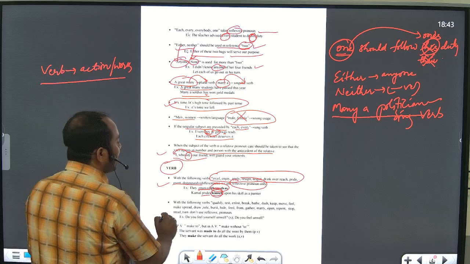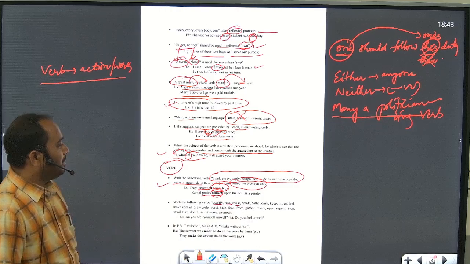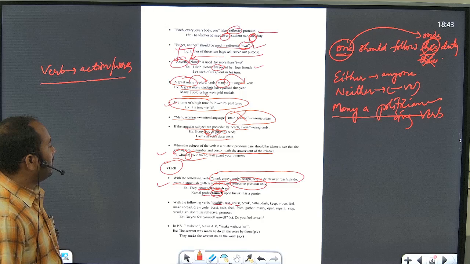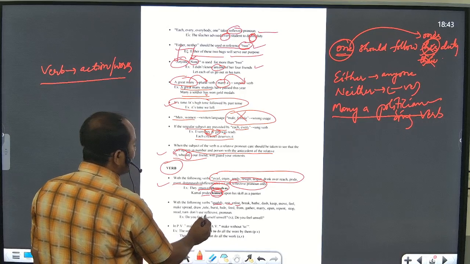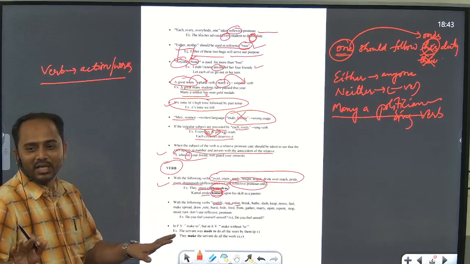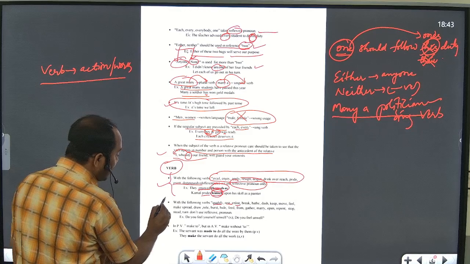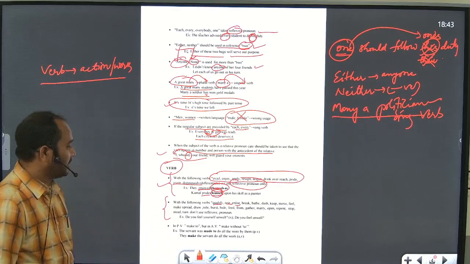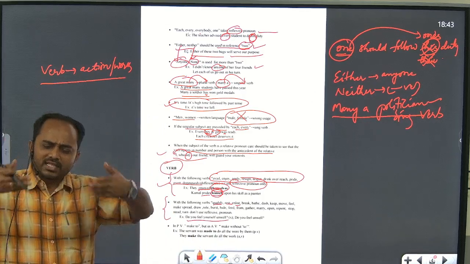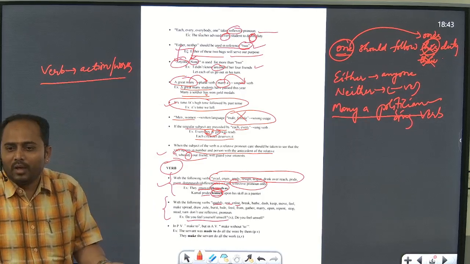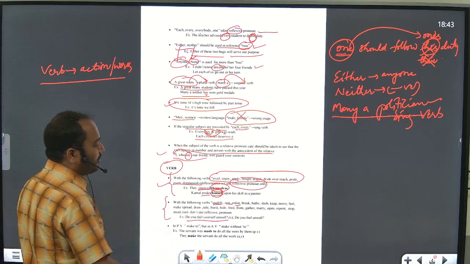Next, there are certain verbs: qualify, rest, enlist, break, bathe, dash, keep, move, feel, make, spread, draw, roll, burst, hide, feed, form, gather, marry, open. These words never take reflexive pronouns. Just now I mentioned there are certain words that take reflexive pronouns, but there are also certain words that never take them. See, "Do you feel yourself unwell?" is a wrong usage. It should be "Do you feel unwell?" So these are the important words which we have to remember.